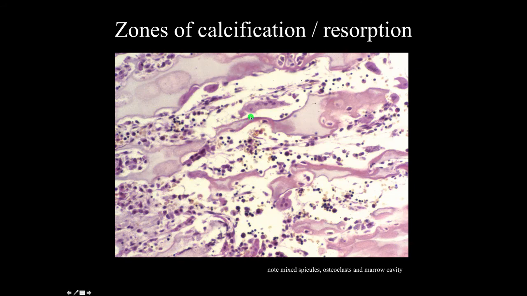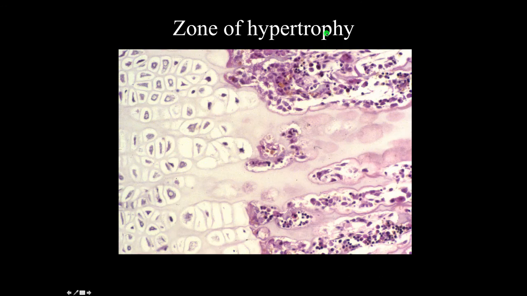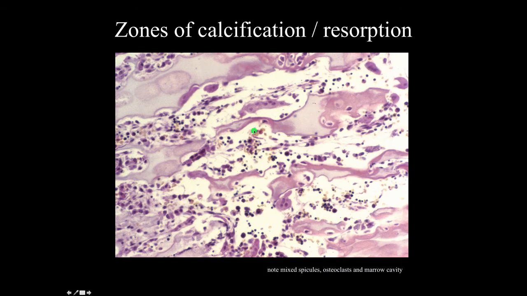Here we see the zone of calcification and reabsorption. You can see some of the zone of calcification here. You see it here as well. Here is the cartilage. Notice there are no chondrocytes here because they've died. Here is some of the bone forming. So these are osteocytes within lacunae. This is a mixed bony spicule.